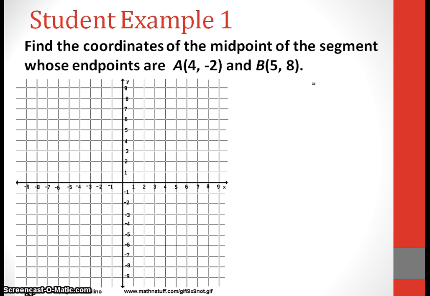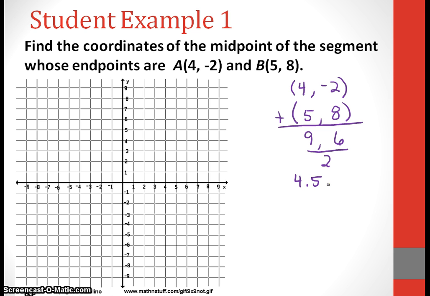There are 2 ways to do it. I'm going to start by showing how to do it algebraically. You could have lined up your 2 points, then add your points and divide by 2. So if I add my 2 points, 4 plus 5 is 9, -2 plus 8 is 6, and when I divide 9 by 2, I get 4.5, and 6 divided by 2 is 3. So that's one way to find the midpoint: line them up, add them together, and divide by 2. Another way to find the midpoint would be to graph it.